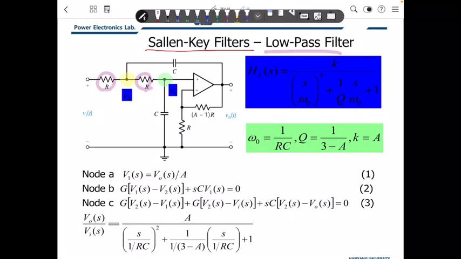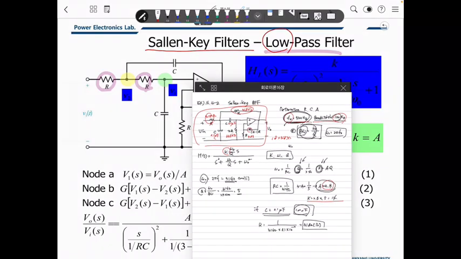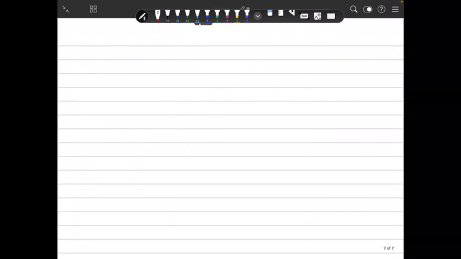The Sallen-Key filter is kind of the general form to implement second-order active filters. The Sallen-Key filter is proposed in several forms: low-pass filters, high-pass filters, band-pass filters, and band-stop filters. So here, first, I want to derive the characteristics of the Sallen-Key filters, especially low-pass filters.